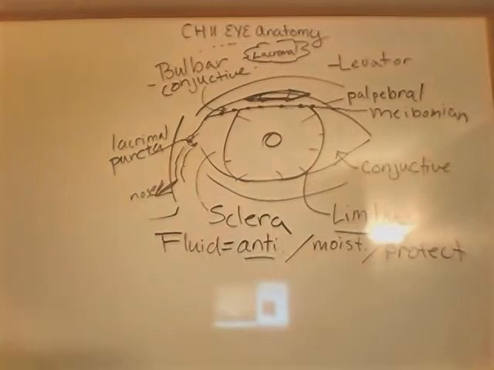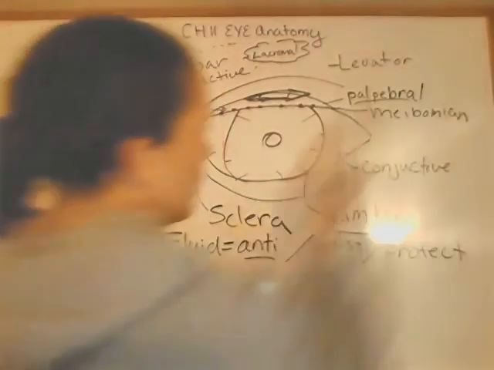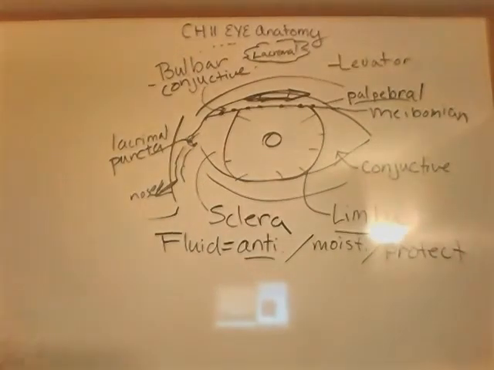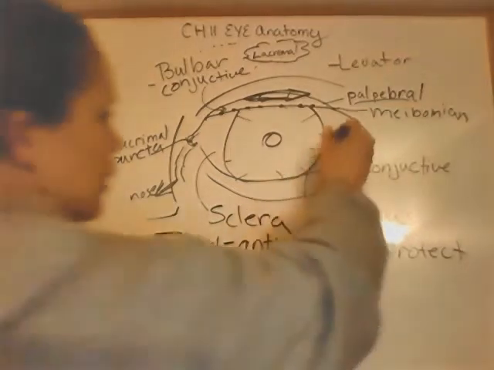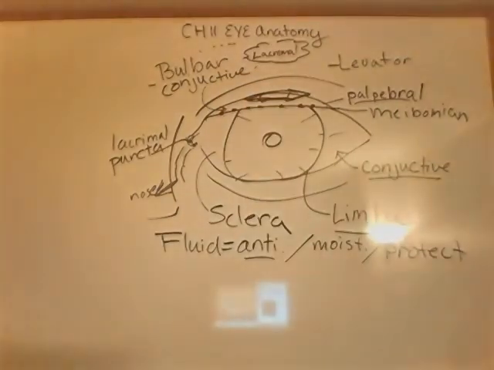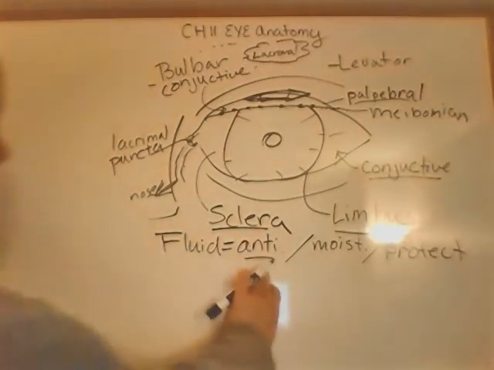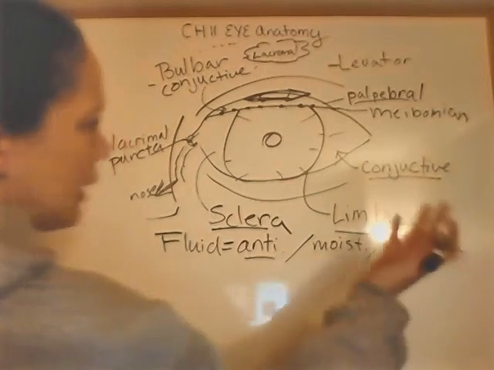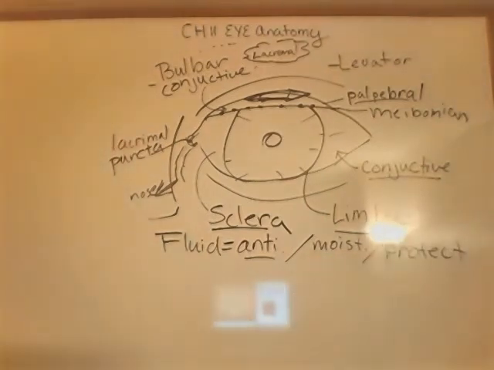Okay, so just to recap, palpebral means eyelid. If I say palpebral levator, then I'm talking about the muscle that moves the eyelid. If I say conjunctiva, think mucous membrane. Conjunctiva is going to cover your eye, but it also is going to line the inside of your eyelid. And then sclera is the white part, or think of scared white. Fluid is antimicrobial. It provides moisture and protection. So that'll get you to the front part of the eye.